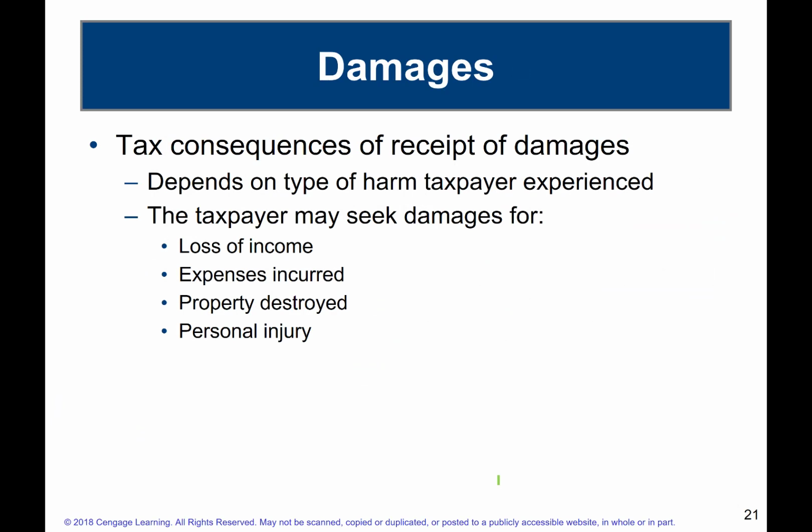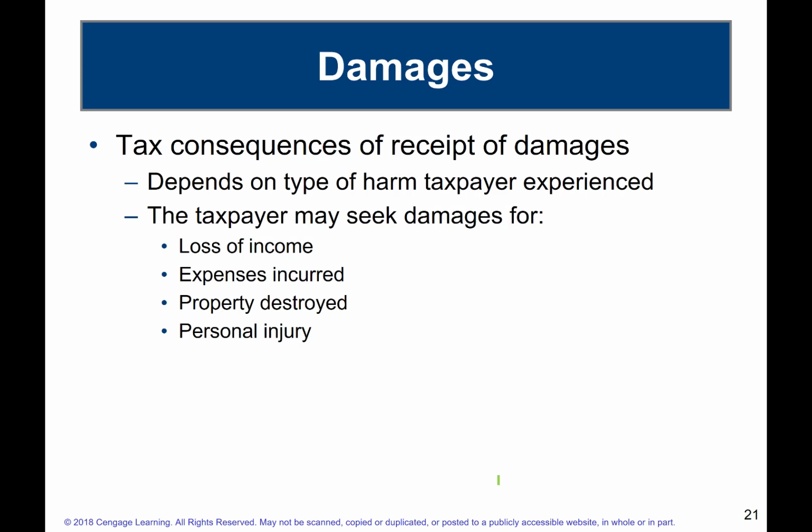Okay, and when we look at damages, somebody is at the grocery store and they slip on a banana peel. Bam, hit the ground. And now we've got this situation where there's going to be loss of income, expenses incurred, they broke their favorite necklace in the process, so property's been destroyed, and they have this personal injury, okay? And so let's see how we're going to deal with that.